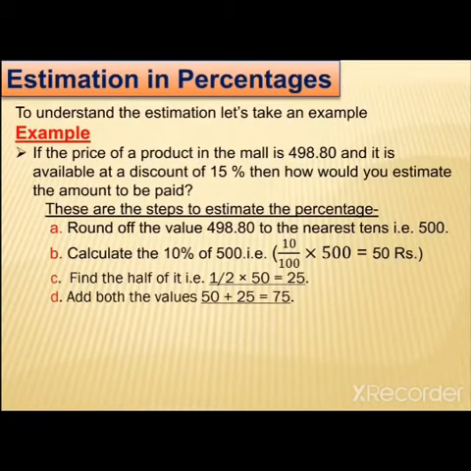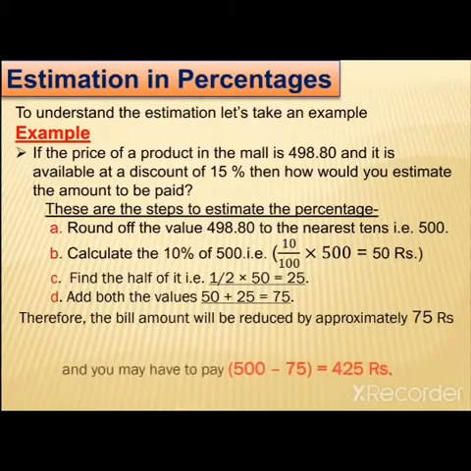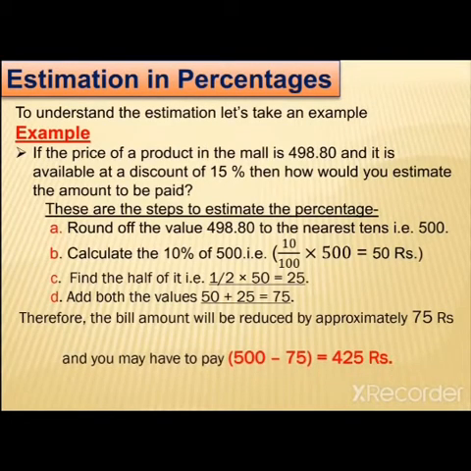Add both the values 50 plus 25 equal to 75. Therefore, the bill amount will be reduced by approximately 75 rupees. And you may have to pay 500 minus 75 equal to 425 rupees.